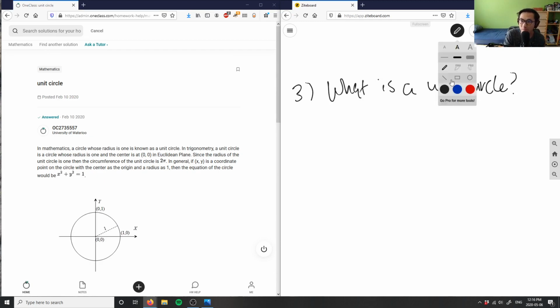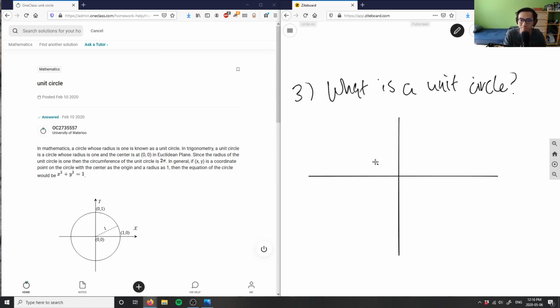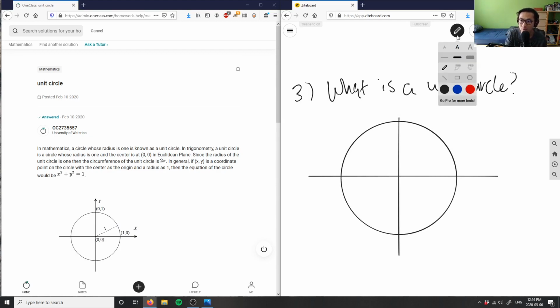So I'm going to draw out my plane here, and then I'm going to draw out a circle. Okay. So this is a unit circle. And basically, again, we know that this here is x, this here is y. And for a circle here, we obviously have a center of a circle. In this case, I put 0, 0, and in the diagram, they put 0, 0 as well.